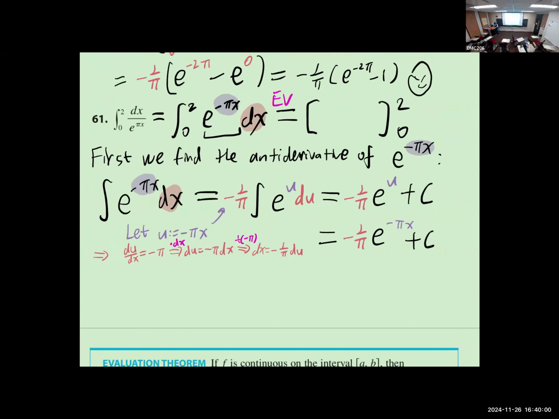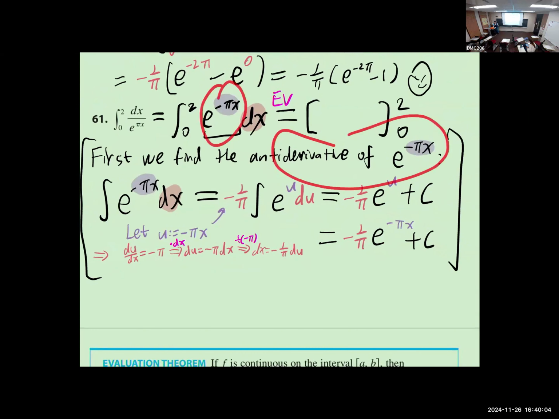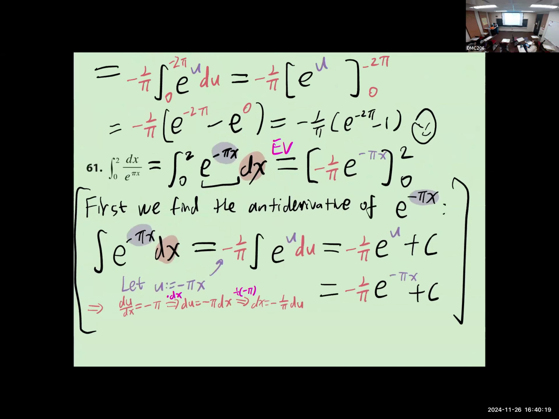Now we've got the formula, right? We've computed the formula of the antiderivative of e to the negative pi x. Now we can directly plug that back into the first line, right? So we're almost done now. We just plug that in, and then compute this. We get the same answer.